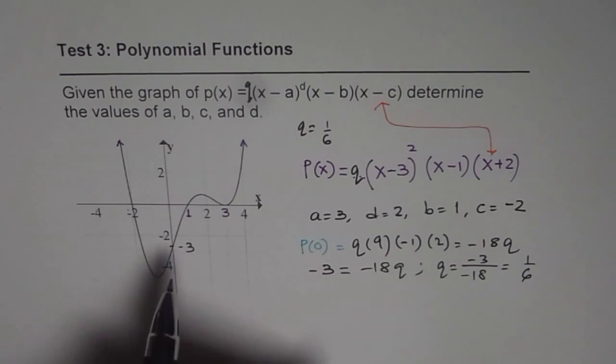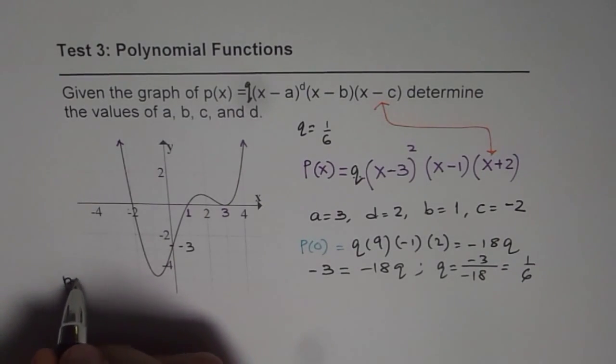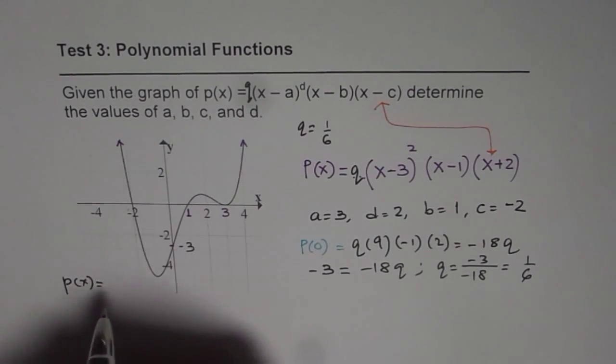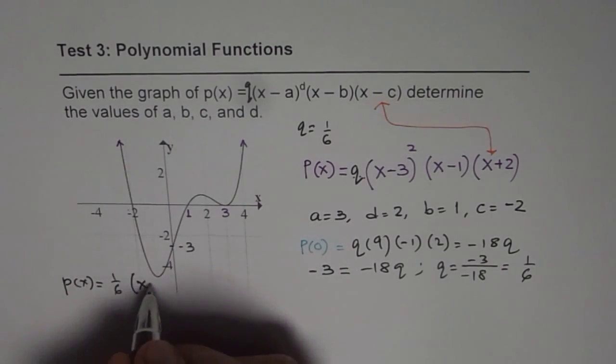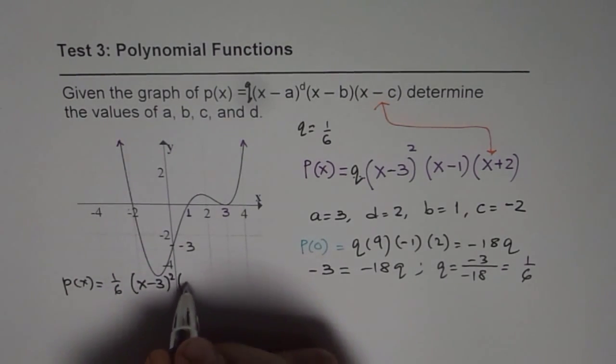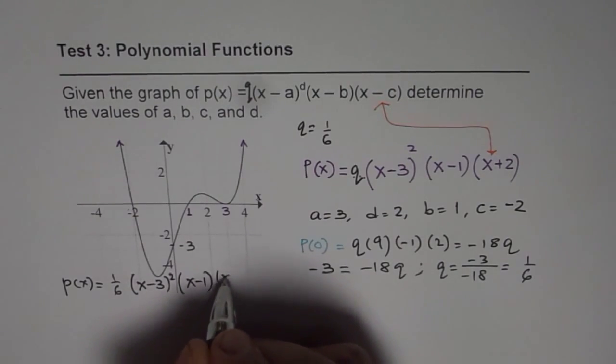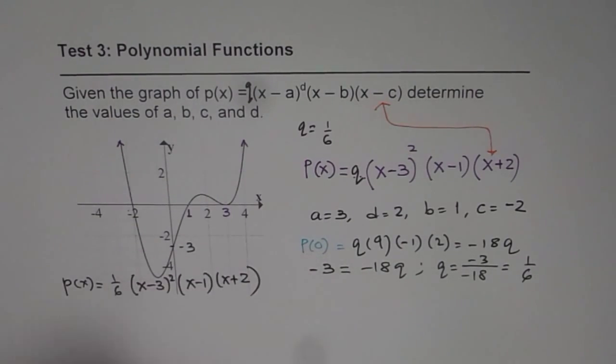So really speaking, the graph is represented by the equation 1/6 of x minus 3 whole squared, times x minus 1, times x plus 2, right? Since the y-intercept is minus 3 for us, right? If I would have missed that scale, then that was perfectly fine. I hope you understand and appreciate it.